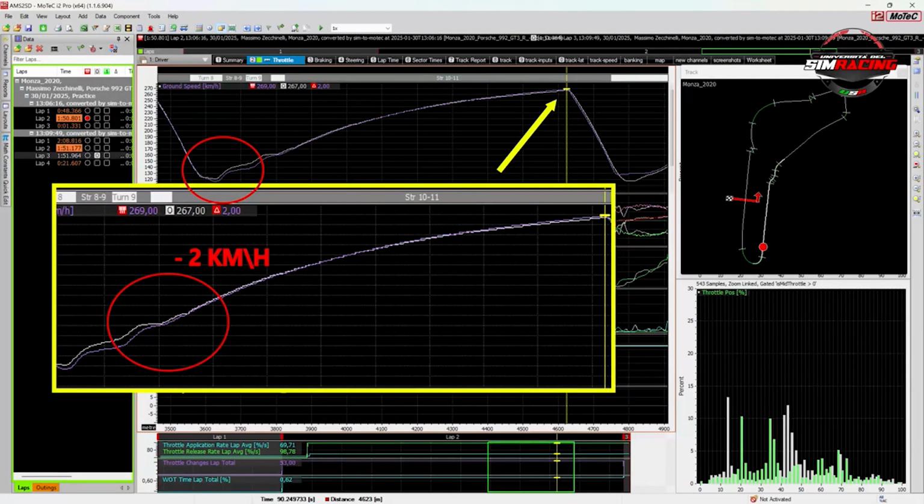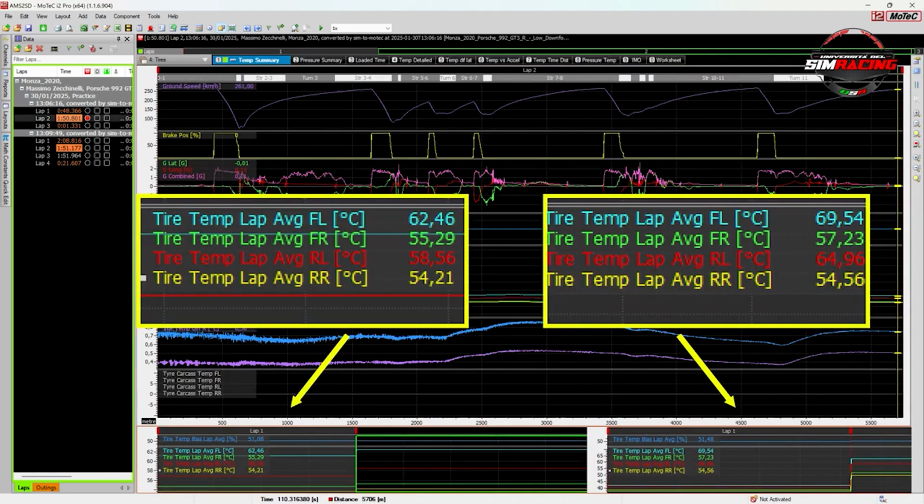The same trend repeated itself at the Parabolica entry. Despite struggling slightly more out of Ascari, which cost around 2 kilometers per hour, the 0-degree toe setup gradually recovered the deficit and finished the straight with a 2 kilometer per hour lead, registering 269 kilometers per hour versus 267 kilometers per hour. The external average tire temperatures showed a significant difference between the two configurations, matching theoretical expectations.